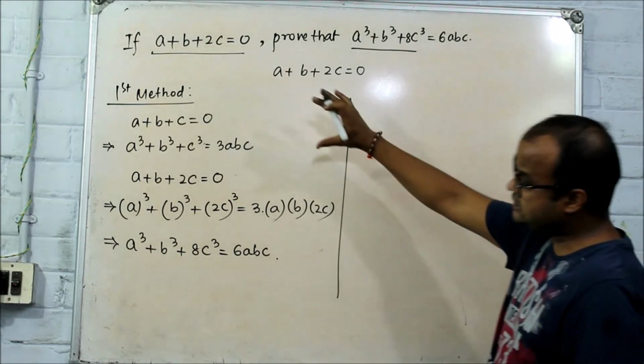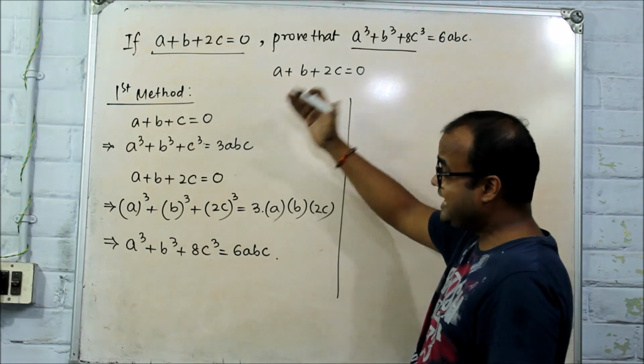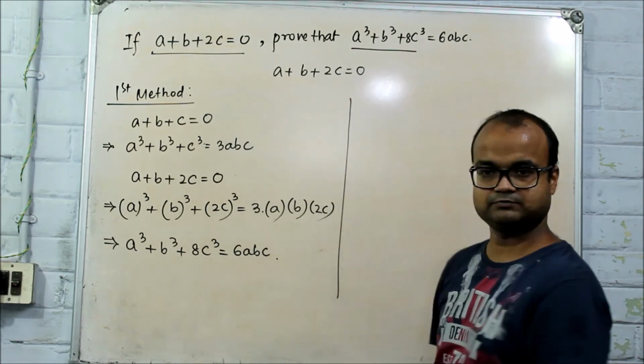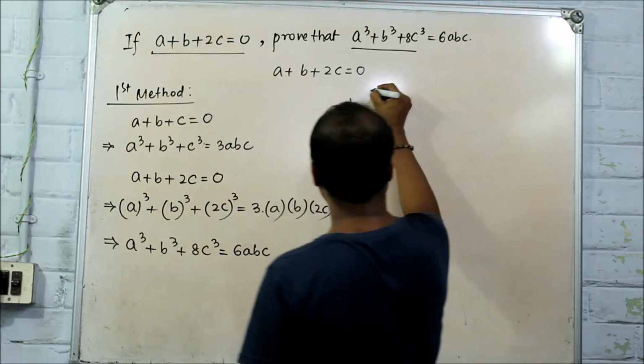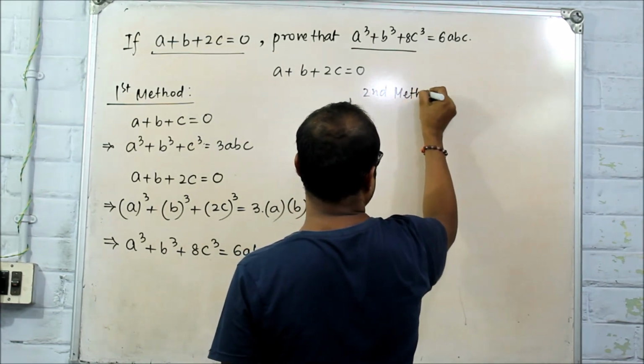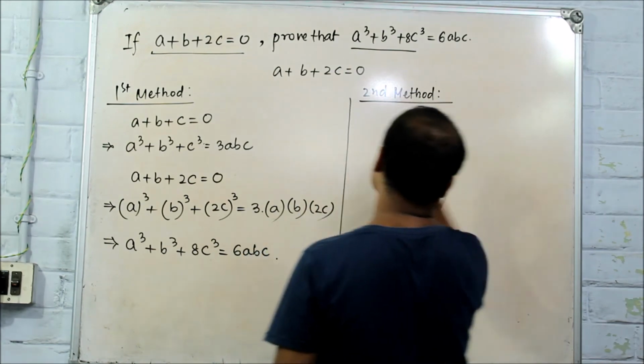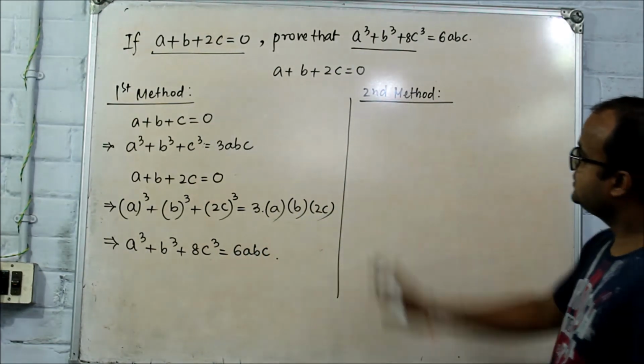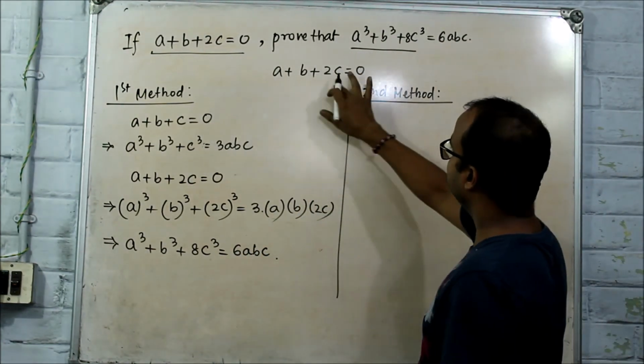Is it clear to you? I am just writing the formula and applying it in my sum. The second method which I am going to discuss with you: first, a cube plus b cube plus 8c cube is there.